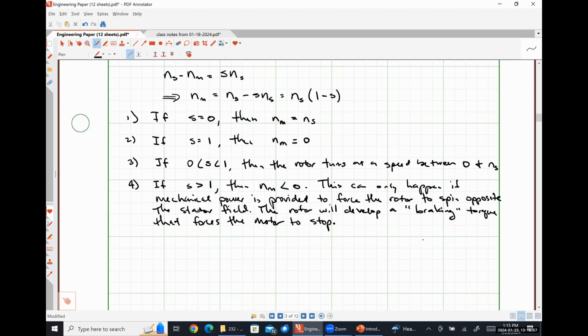And then our last case is if the slip is less than 0. So negative slip, okay? If our slip is less than 0, then Nm, our mechanical rotor speed, is greater than Ns, the speed of our stator field. So effectively, we are putting mechanical power in to cause our rotor to spin faster than our stator field. And so our induction motor is behaving like a generator. We are putting mechanical power in to get electrical power out.